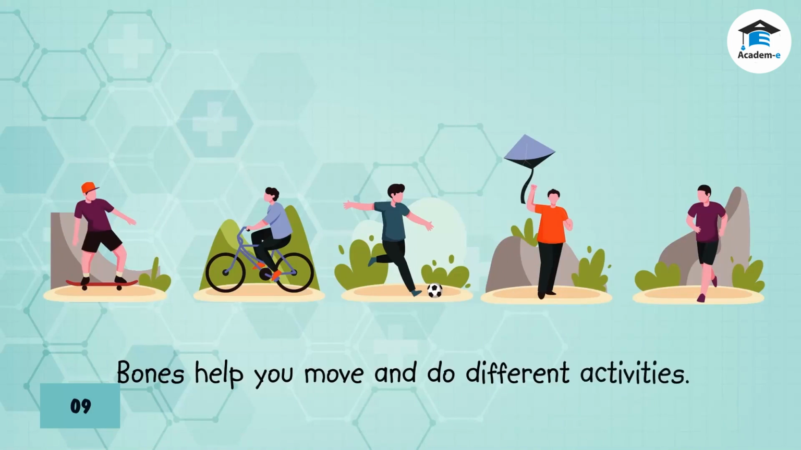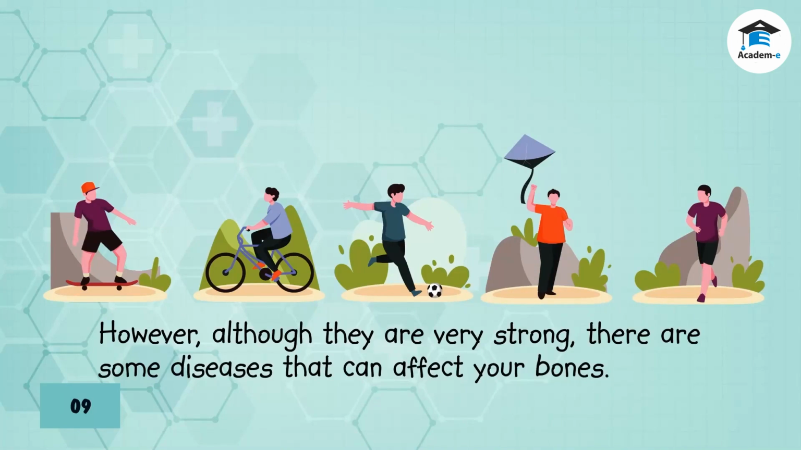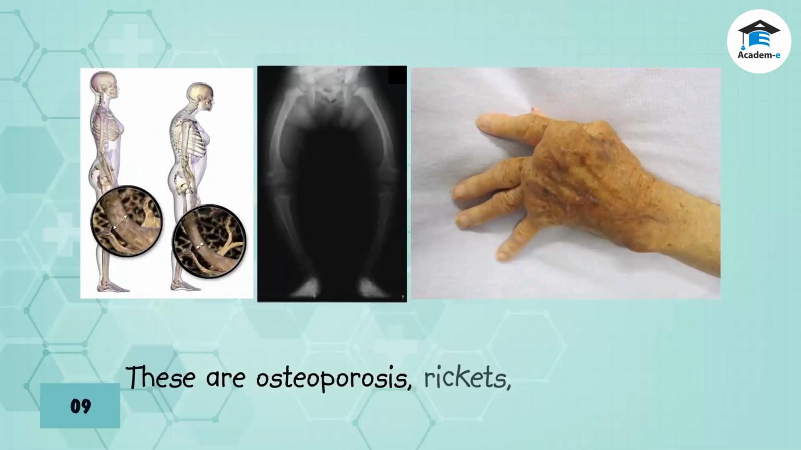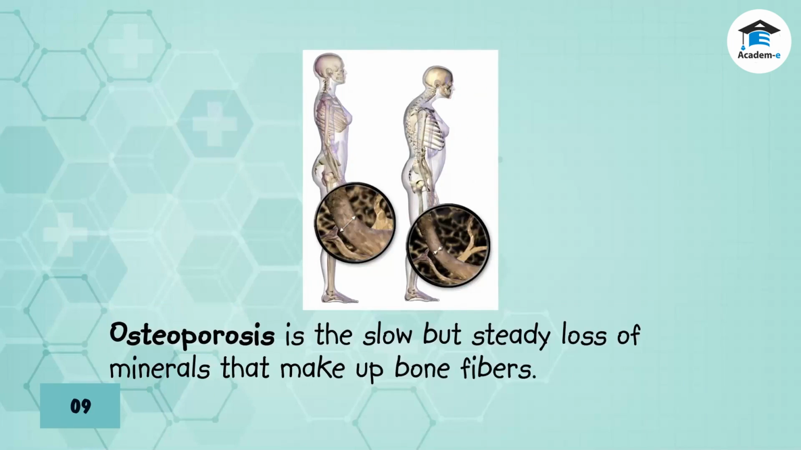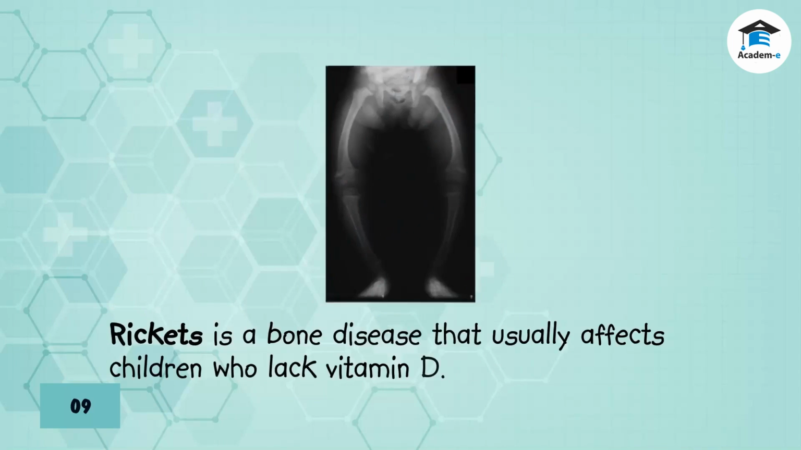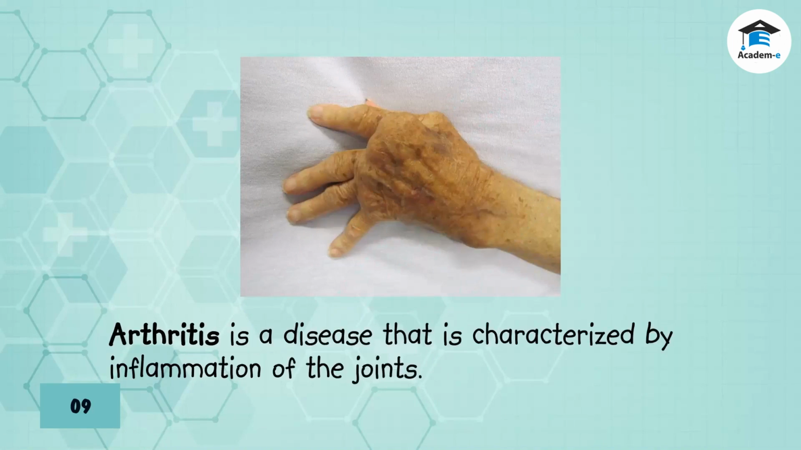Bones help you move and do different activities. However, although they are very strong, there are some diseases that can affect your bones. These are osteoporosis, rickets, and arthritis. Osteoporosis is the slow but steady loss of minerals that make up bone fibers. Rickets is a bone disease that usually affects children who lack vitamin D. Arthritis is a disease that is characterized by inflammation of the joints.